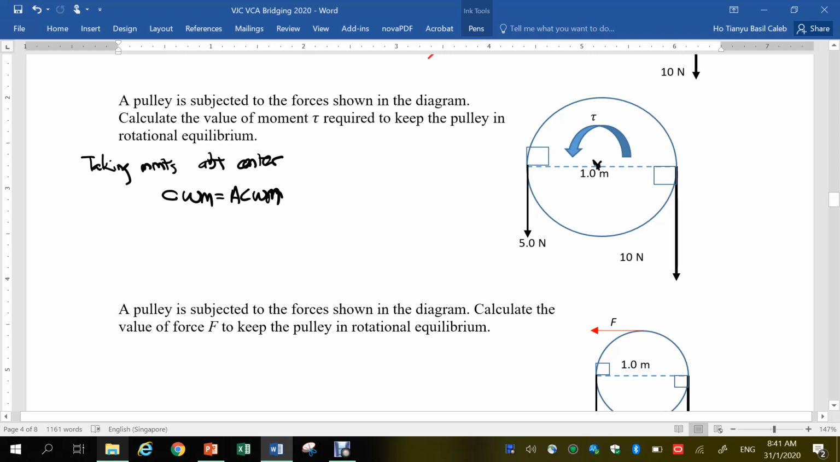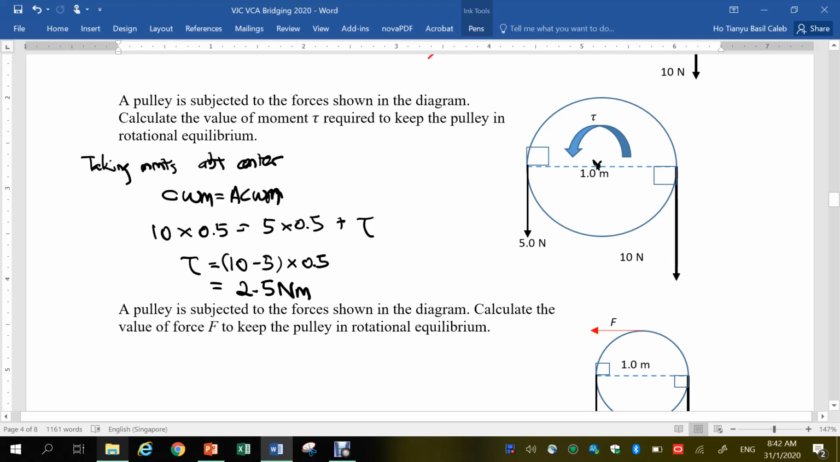If you look at this, what do we have? We have clockwise moments 10 times 0.5 meters. It must be equal to 5 times 0.5 meters, and there is a turning moment tau given. If we rearrange and solve, we get tau equals 10 minus 5 times 0.5. Essentially, the answer is 2.5 Newton meter.